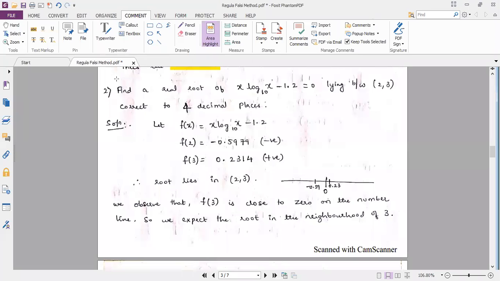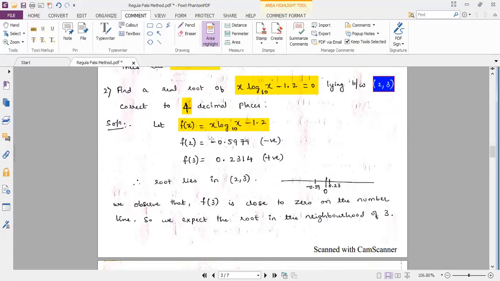We'll see another problem on regula falsi method. Find a real root of x log x to the base 10 minus 1.2 is equal to 0, lying between 2 and 3, correct to 4 decimal places. So they have mentioned the interval here as 2, 3, right? And the given equation is f of x is equal to 0, which is of the form x log x to the base 10 minus 1.2.